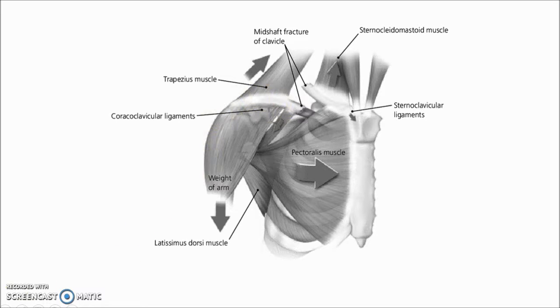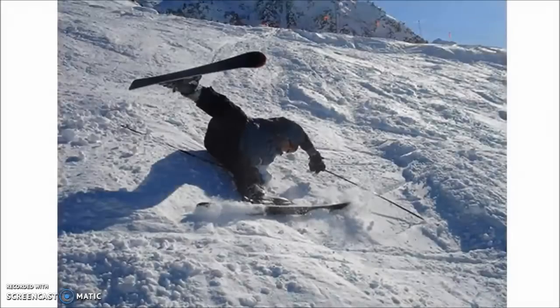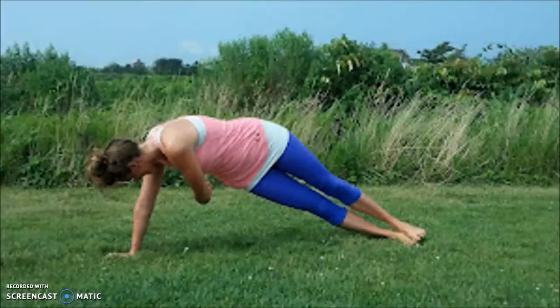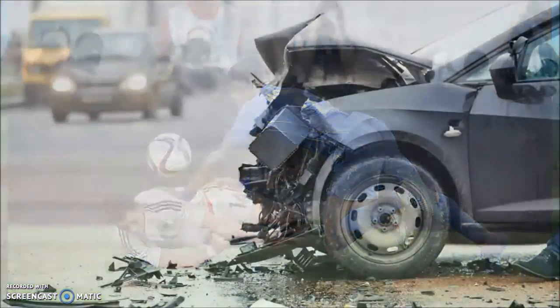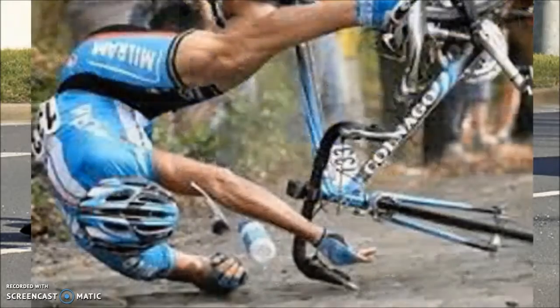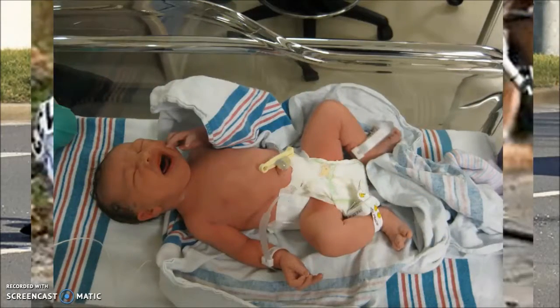Now that we know a little more about fractured clavicles, let's look at how we can fracture it. The most common causes are falls, so any fall onto your shoulder or an outstretched hand. It could be a sports injury from any direct blow to the shoulder, vehicle trauma from any car, motorcycle, or bicycle accident, or even an injury at birth from passing through the birth canal.